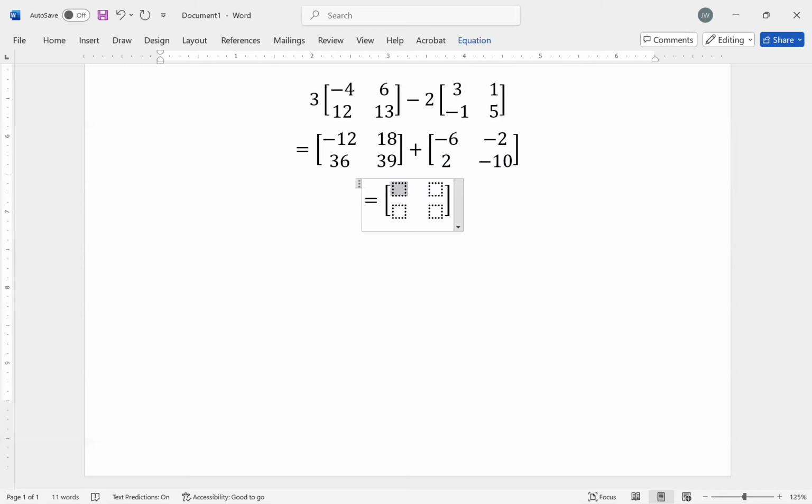After I've done that, then I can add. So -12 plus -6 is a -18. 18 minus 2 is a positive 16. 36 plus 2 is a positive 38. 39 minus 10 is a positive 29. So that is the final matrix, simplified as much as I can make it. It's a 2 by 2 matrix with the entries -18, 16, 38, 29.